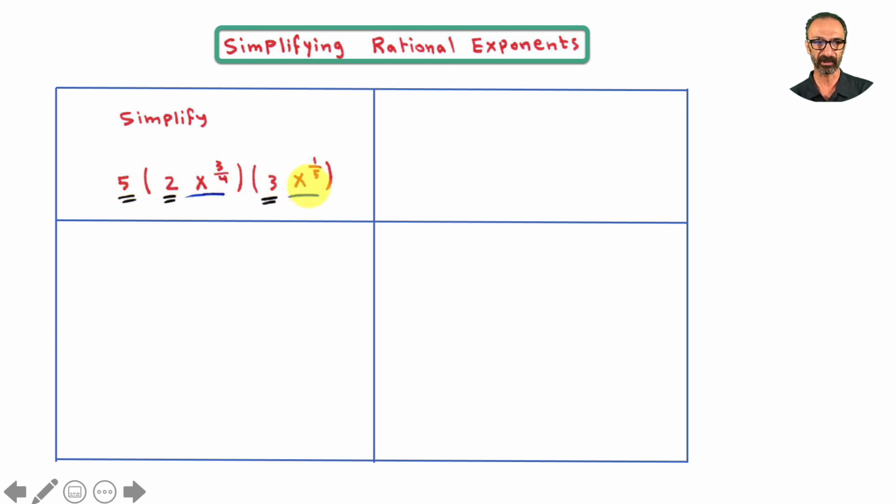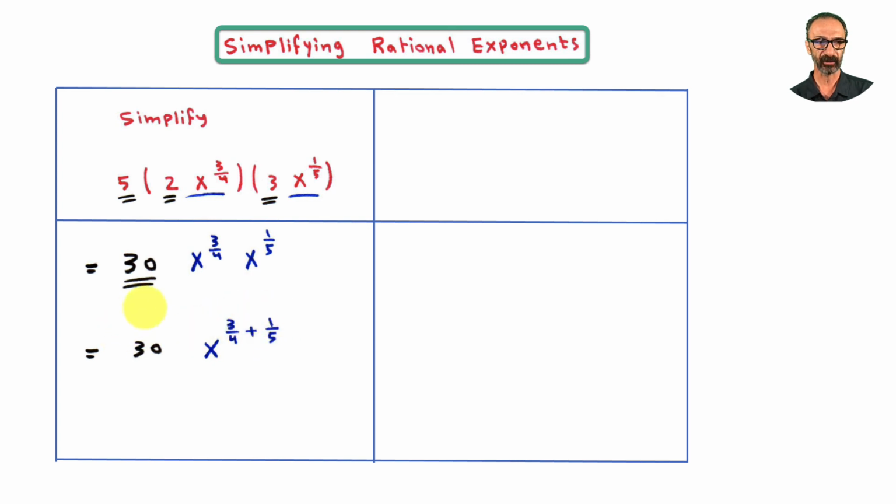If you multiply the numbers, you get 5 times 2, 10 times 3, you get 30. Put the x's next to each other. This acts like x to the power m times x to the power n, so you need to add m and n. To add 3/4 and 1/5, I need a common denominator, which is 20. I know how to add them quickly: it's going to be 15 plus 4, which is 19. That should do it for this.